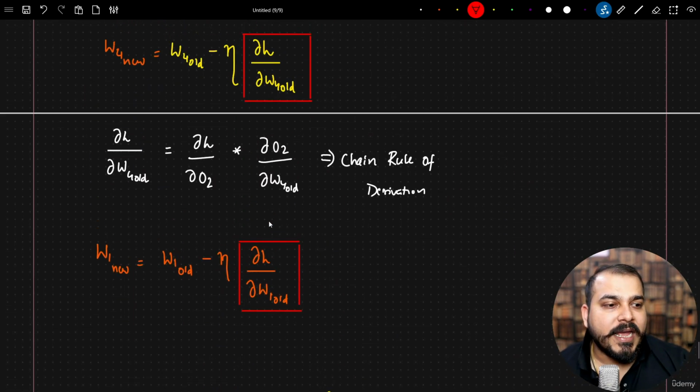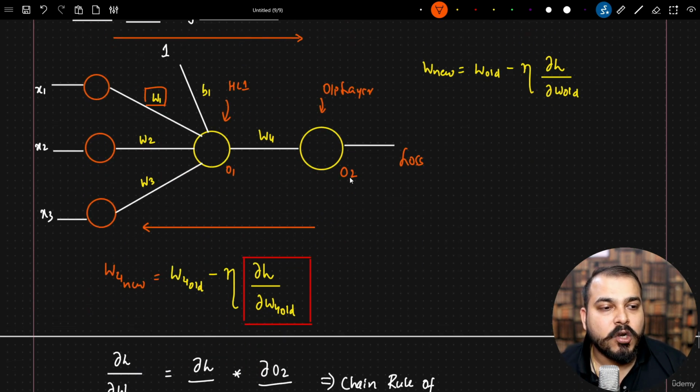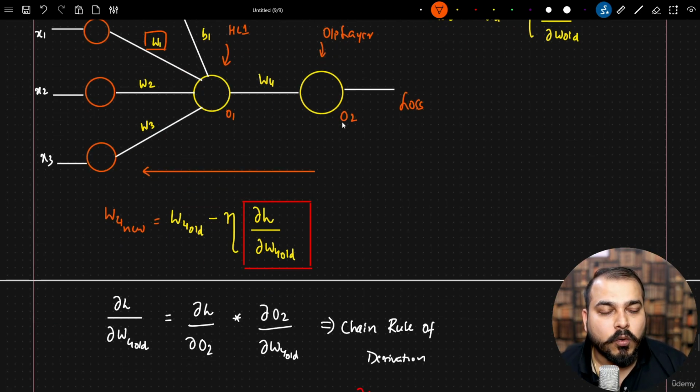So here, what I can do is write derivative of loss with respect to derivative of W1 old. It is nothing but, first of all, derivative of loss is dependent on O2. So here you can find that loss is dependent on O2. Then O2 is dependent on W4, right? Then W4 is dependent on O1, and then O1 is dependent on W1. I hope you are able to understand what we are basically doing with respect to updating this W1 and the other values, right? So here you can see that loss is dependent on O2.